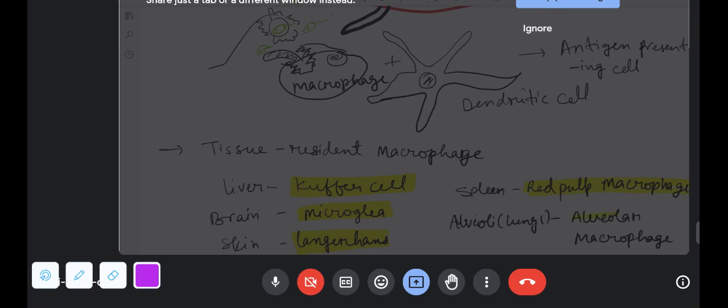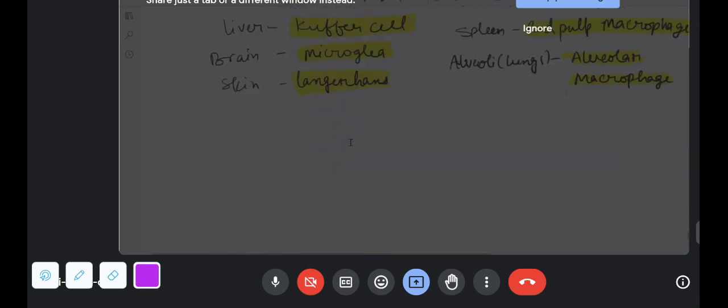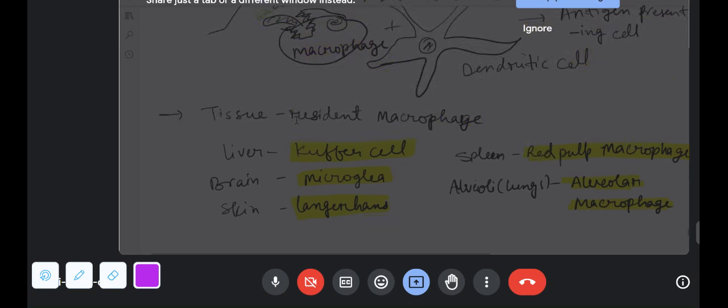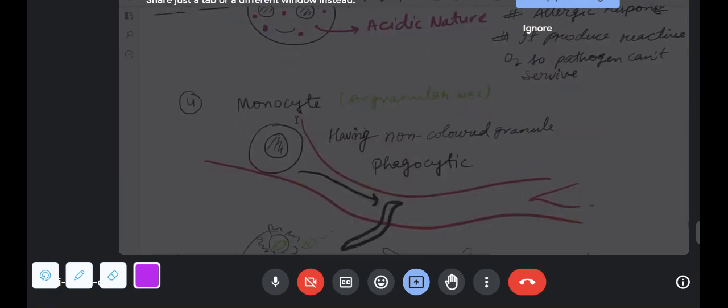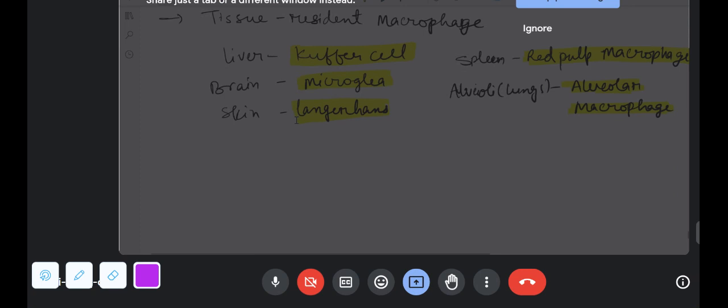So mast cell we have to read. After this mast cell, we will conclude this topic. Tomorrow we will read about T cells, B cells, and other cells, and how they form as an antigen. The next topic, which number is it? The fourth number. Here only I will tell you about the dendritic cells.